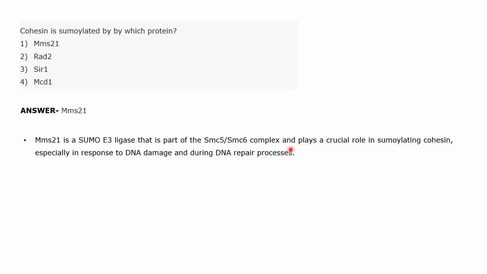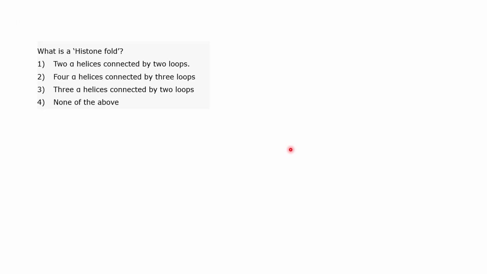Okay, so I think I'm clear. So there's no doubt. Coming on to the next question: What is a histone fold? Two alpha helices connected by two loops, three alpha helices connected by three loops, three alpha helices connected by two loops, or none of the above, which may be the answer.